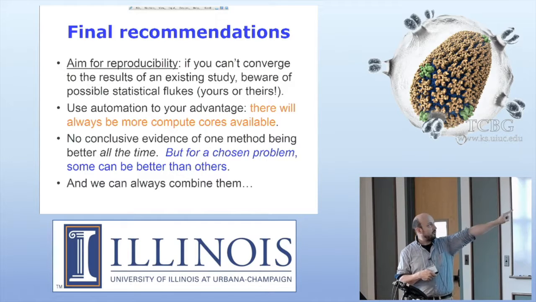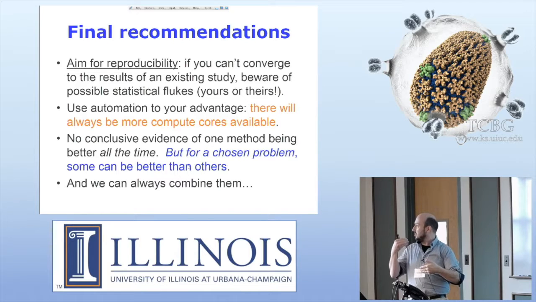And you can try, for example, to replicate a study from the literature, but be aware that you may have differences that have a lot of noise, even for the same system, for the same protocol. And the statistical fluke can be either yours or theirs. Don't always assume that the paper was run with a calculation that was fully converged. We try to make it that way.